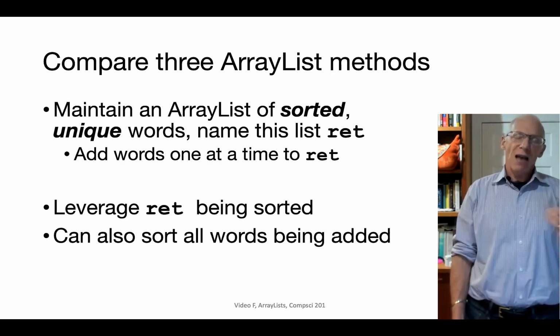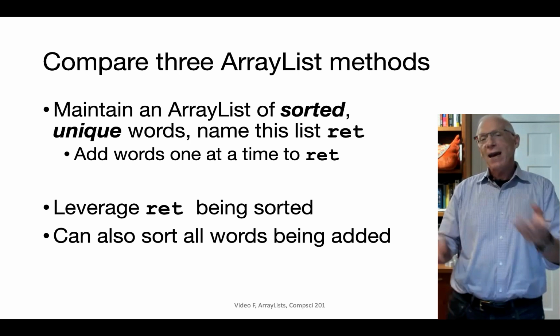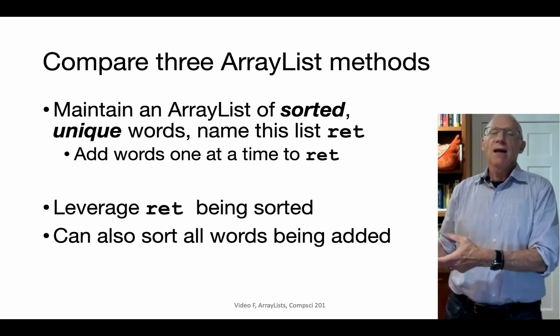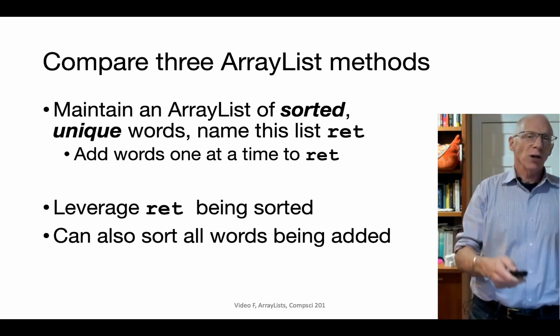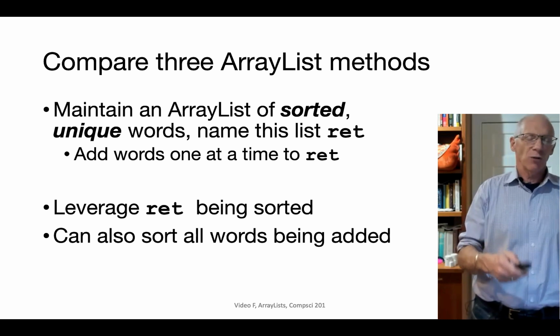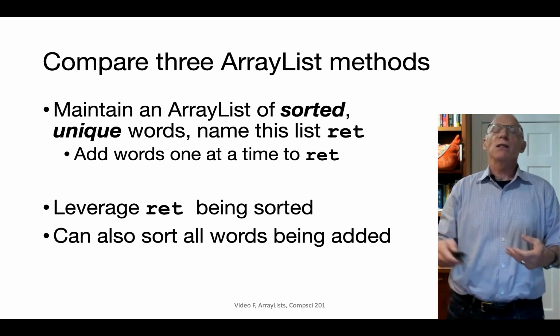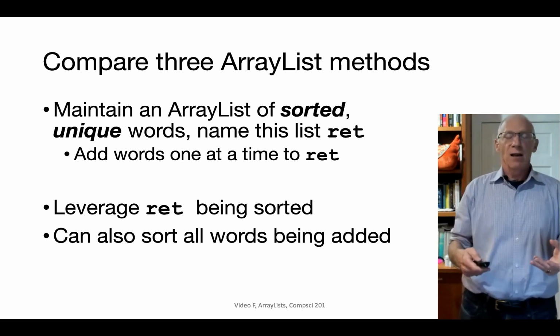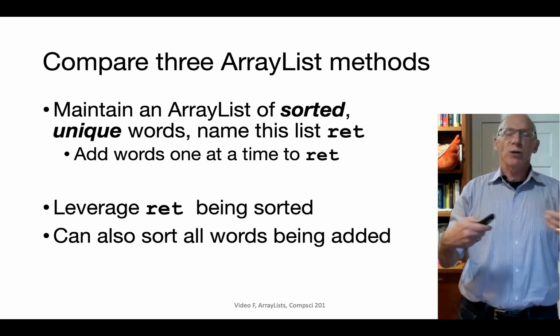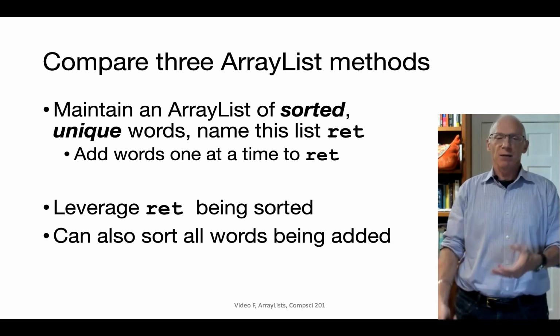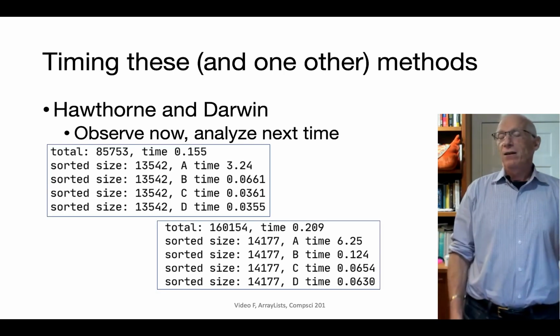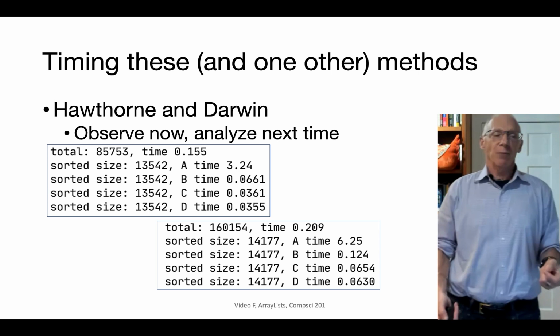3 different methods, actually 4 that we'll see, will take the list of all the strings and then create a sorted list of unique strings named ret. In looking at these algorithms, I will leverage the idea that ret is sorted, and I will add strings one at a time to the list being built. We will see that different files exhibit different runtime characteristics.